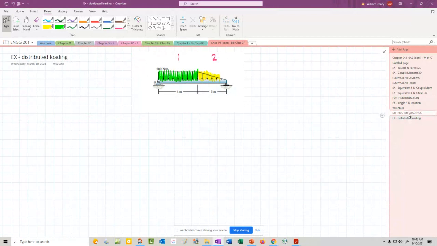And then once we have the resultant force, we can find the location of that resultant force by basically summing the moments divided by the force and solving for that distance. And we'll do that in a problem here.